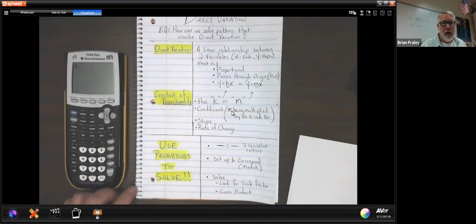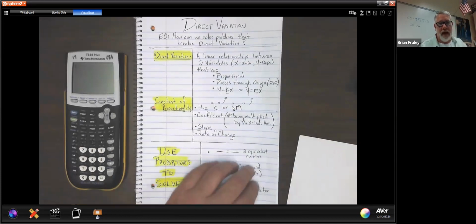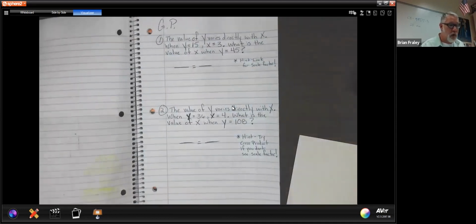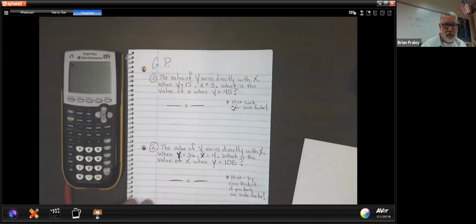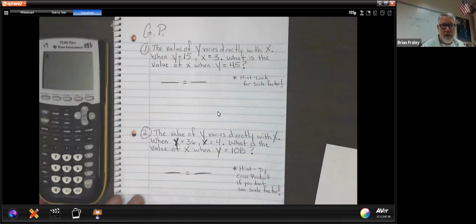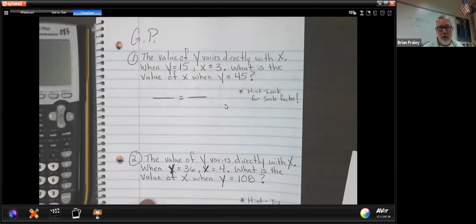So real quick, there's the first page of your notes. Make sure you've got all that written down and then turn the page over. We're going to go right into guided practice. So let's read the first guided practice problem we have. Make sure you write this down. I'm going to give you a little bit of time to solve it, and then I'll go.